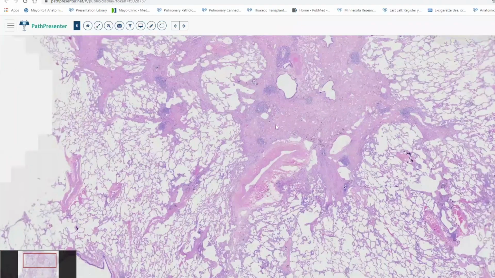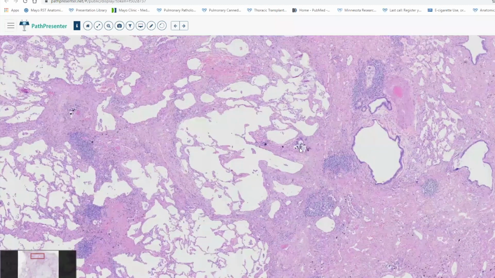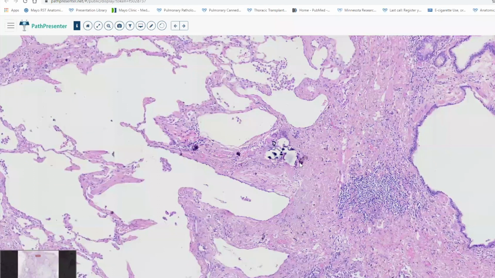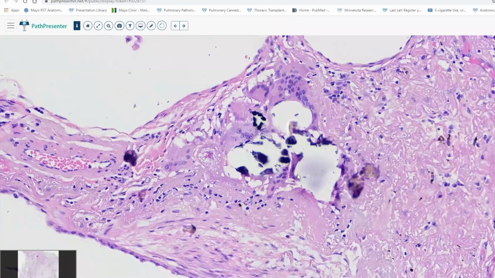Let's zoom into a little bit higher power. As you're screening across, you'll notice these areas of purple. These are calcifications. This can be a highlight to areas where you want to look closer, because often you can see some abnormalities around these calcifications. So as you're screening at low power, if you see these calcifications, it's a good key to zoom into higher power like we're doing here.